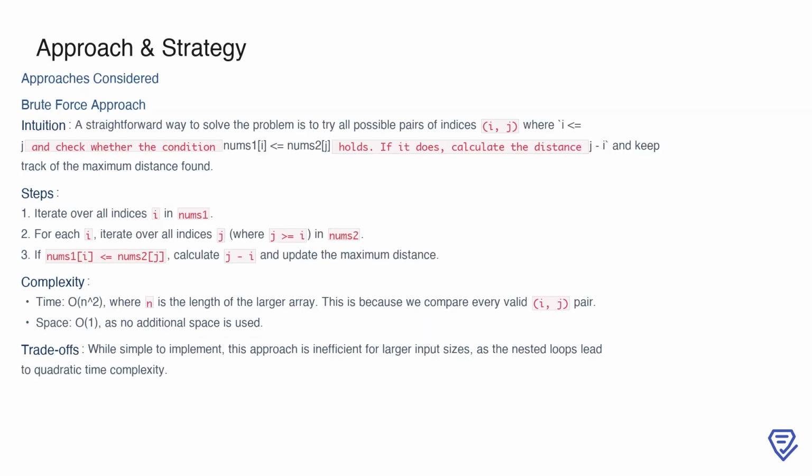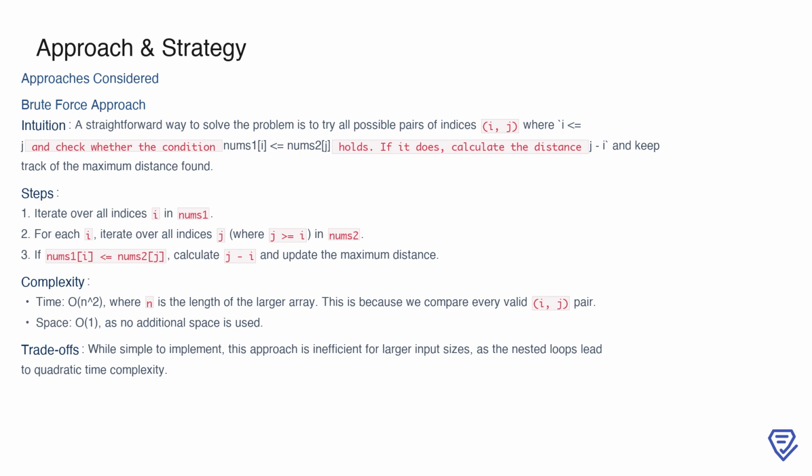To begin solving the problem, one of the most intuitive approaches we can consider is the brute force method. The idea here is simple: we check all possible pairs of indices, i, j, such that i is less than or equal to j. For each pair, we verify if the condition nums1[i] is less than or equal to nums2[j] holds true. If it does, we calculate the distance j minus i and keep track of the maximum distance encountered so far.